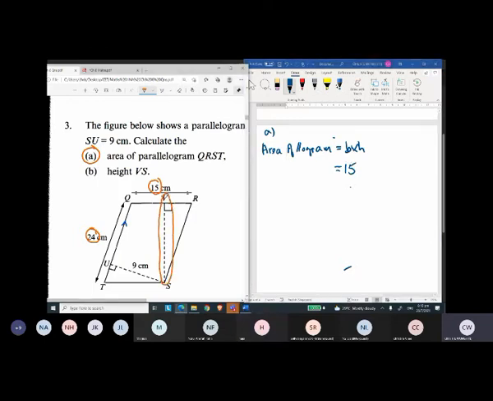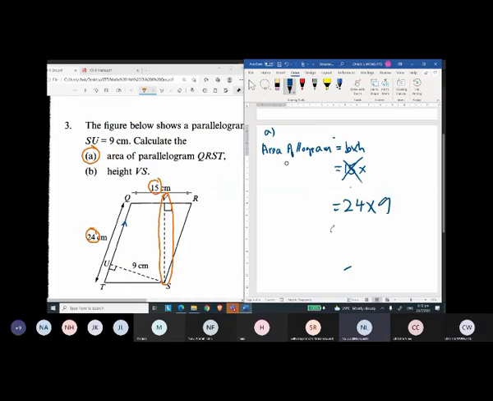But did they give you VS or not? No. So can you find area using this? Cannot. So you cannot use 15, because there's no height. So I'm going to use the second one. I told you the second base is actually 24, right? Yeah, 24. Well, where is the height? Did they give you the height? Yeah, 9. That's why you times 9.